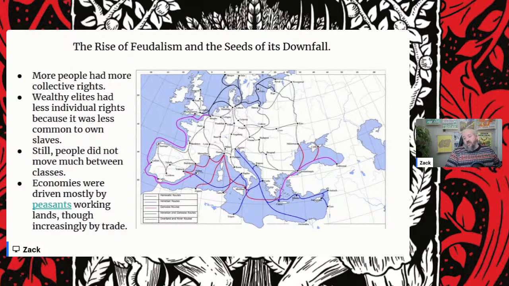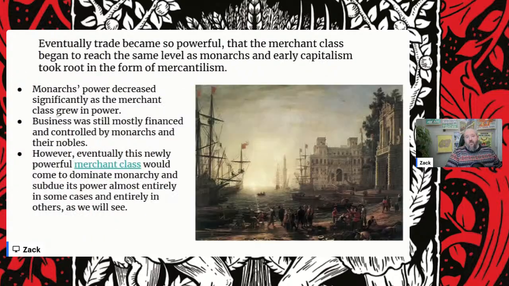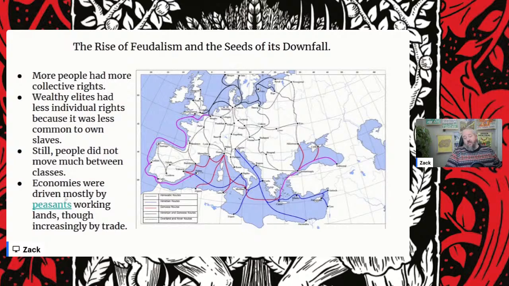So here we have a map of early trade routes, the rise of feudalism, and the seeds of its own downfall. More people had more collective rights. Wealthy elites had less individual rights because it was much less common to own slaves. In fact, it would be made illegal in many places. Still, people did not move much between classes. Things were pretty well rigid. Economies were driven mostly by peasants working lands, though increasingly by trade. And this link here is, I believe, a video that goes into more of the daily life of medieval peasants. Interested in that.